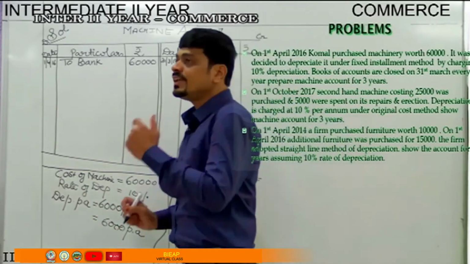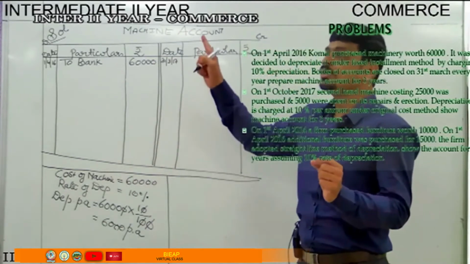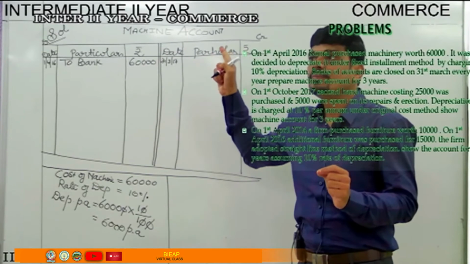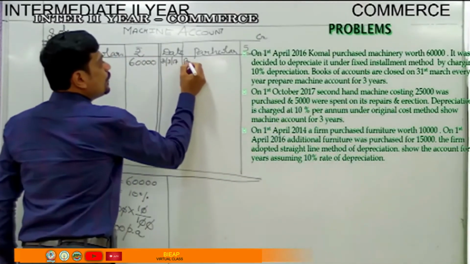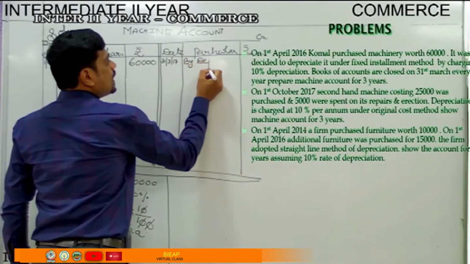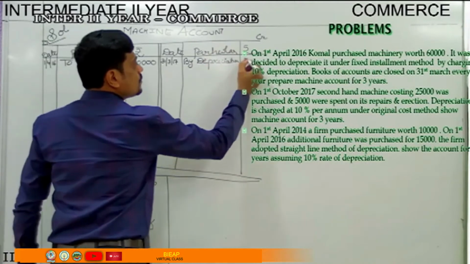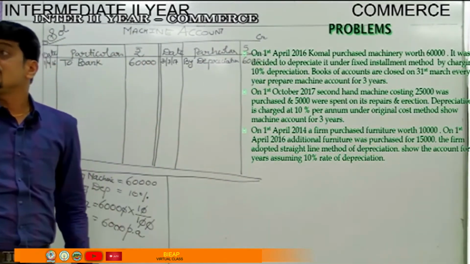Done? So what is the entry for charging depreciation? Depreciation account debit to asset account. So which account is credited? Asset account is credited. So we'll come to the credit side, by depreciation. We'll write full, by depreciation. How much? 6,000. Now we have to find the balance.